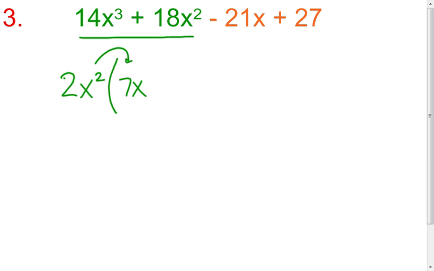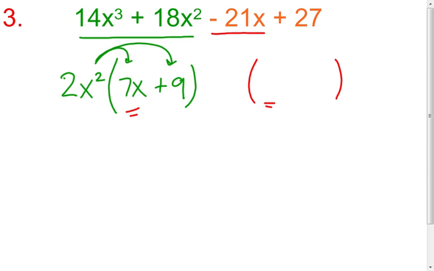times 7x makes 14x cubed. 2x squared times 9 gives me 18x squared. Okay, now notice I have positive 7x right here. So when I go to do my next parentheses, I better start with positive 7x.